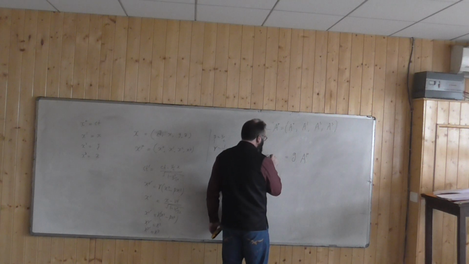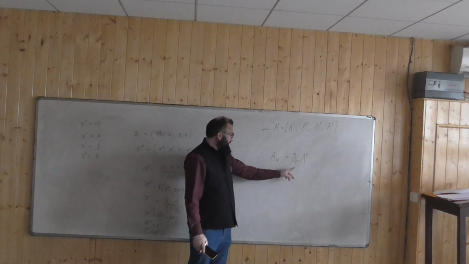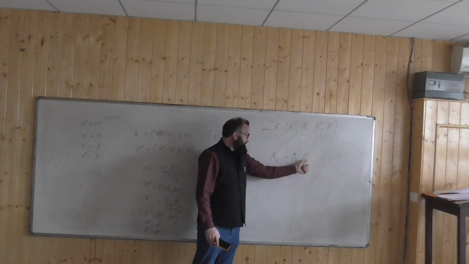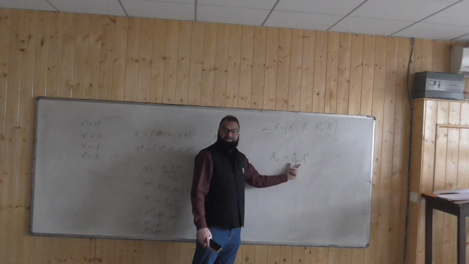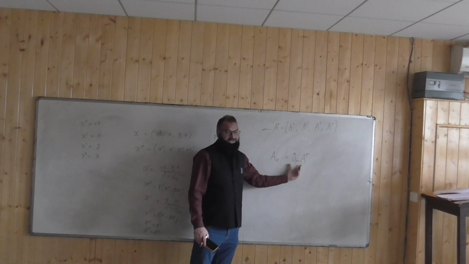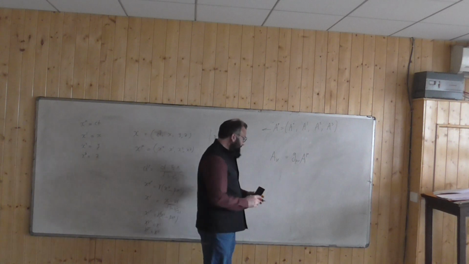That is, g mu nu A nu. You sum over nu, so this index will be lowered and replaced by mu. So what do I need to figure out? The g. Samajh aaya? Where do we get it from?